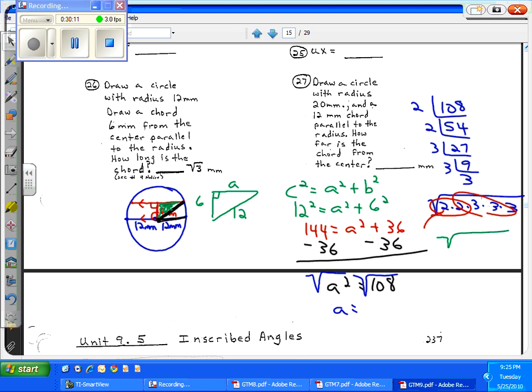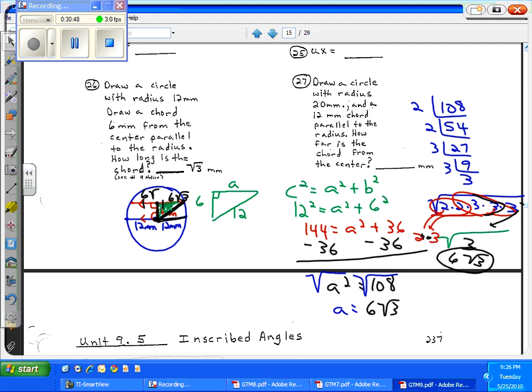Undo the square with the square root. Break down the 108. Circle sets of 2 for square root. Make a new radical. From the set of 2's, you bring out a 2. From the set of 3's, you bring out a 3. That 3 on the end wasn't a part of that circle. My circle went wild. That 3 goes back in. And so we multiply and get 6 square root 3. So this is 6 square root 3.